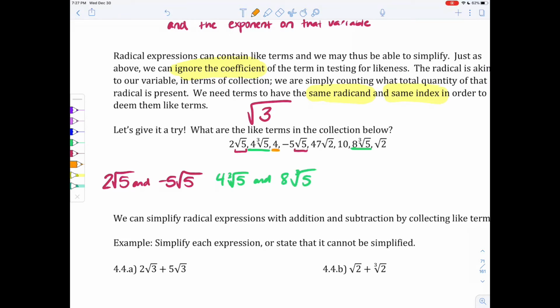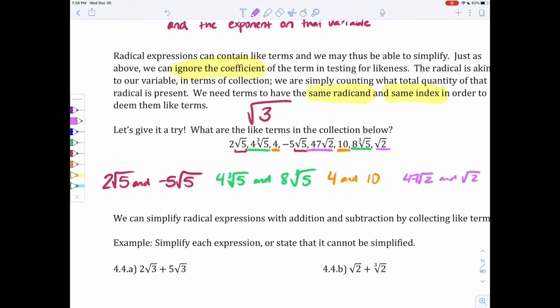And 4, well, 40, no, and 10. There we go. 4 and 10 are similar because they both have a lack of a radical. And then 47 root 2 and just root 2. 47 root 2 and root 2. So we are able to look at our like terms with radicals as well. So looking at those like radicals.